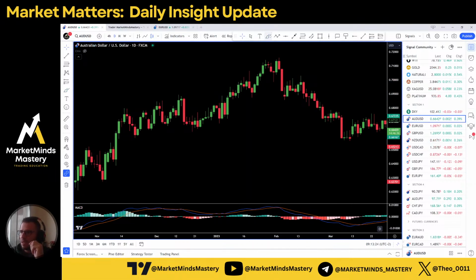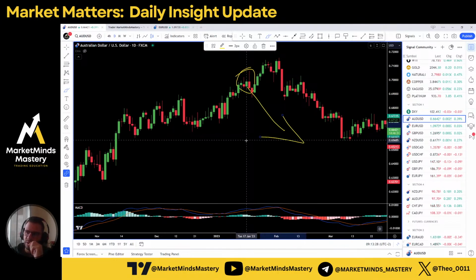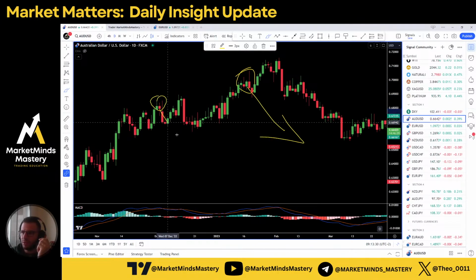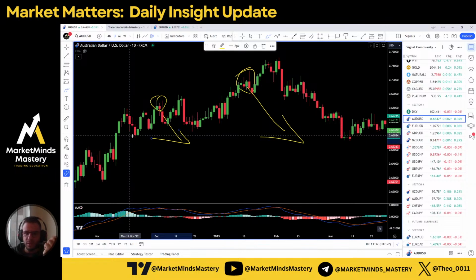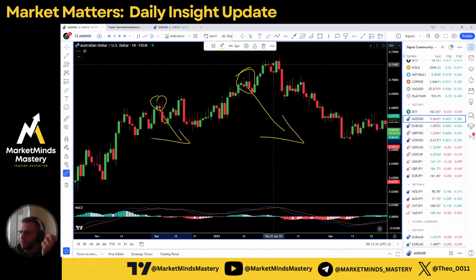So maybe it will have been this price action that started the downtrend. How do you know that? Maybe it will have been this one. How do you know that? So maybe it will have been this one.